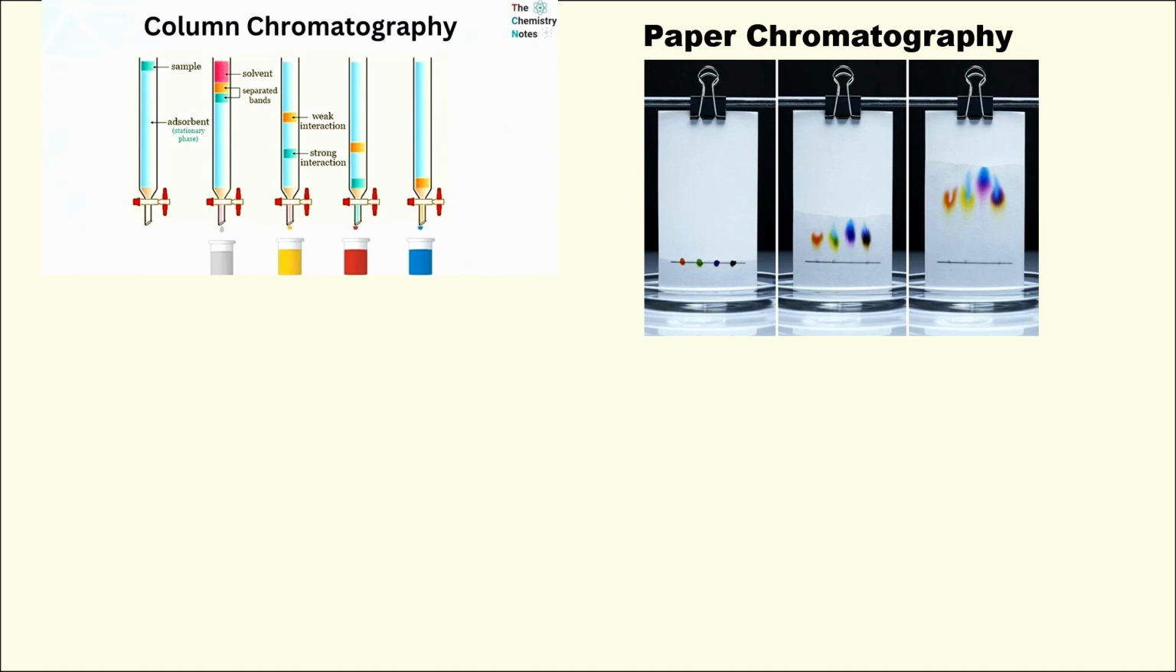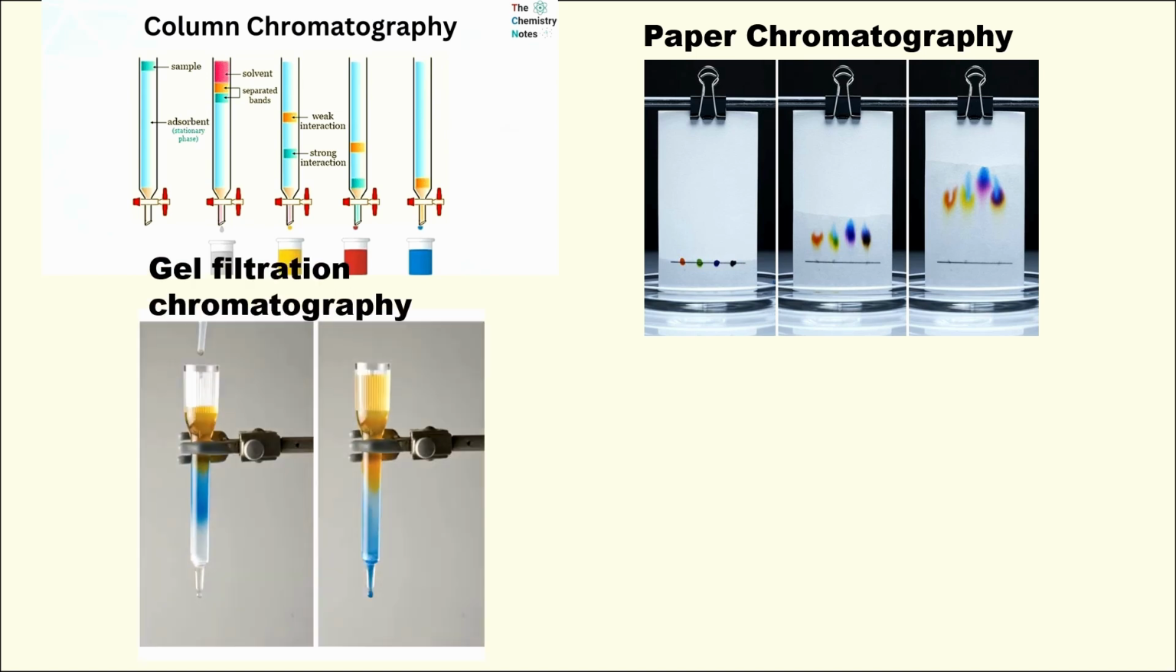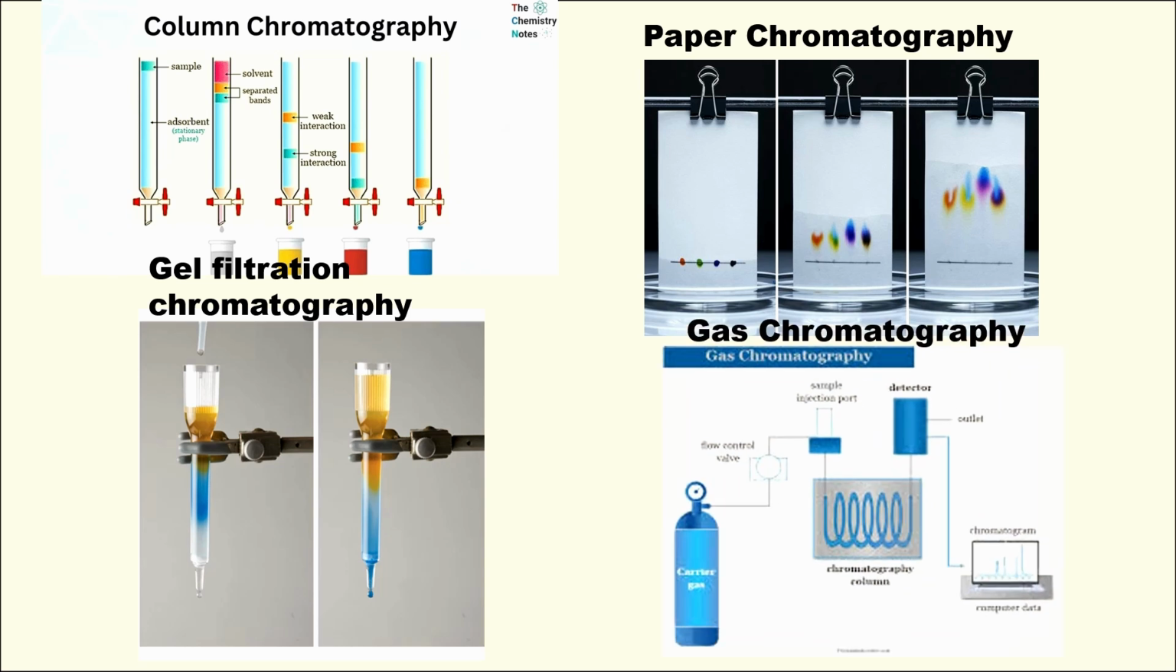Here we use a piece of paper as the stationary phase and a liquid solvent acts as a mobile phase to separate the components. Then comes gel filtration chromatography. In this technique, a gel-filled column is used to separate substances, usually based on their size. And finally, we have gas chromatography. This is a more advanced and modern technique used in high-end labs. It separates and analyzes components using gases instead of liquids.